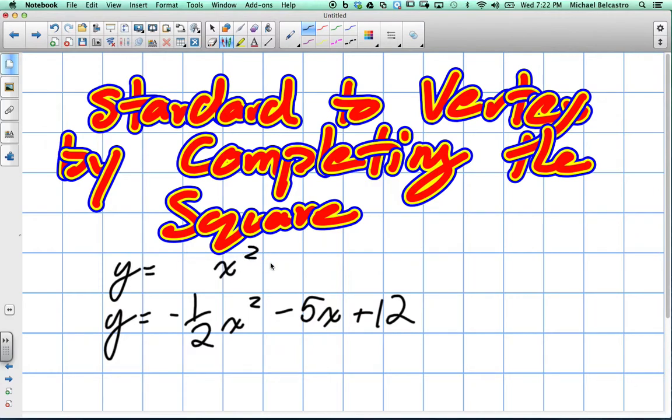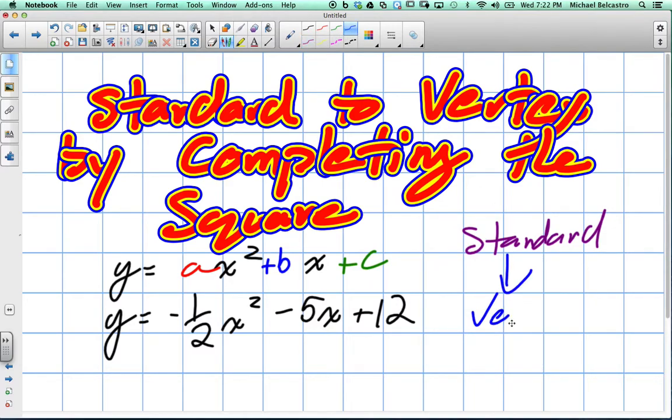So for our standard form, it's usually written like this: y is equal to ax squared plus bx plus c. Okay, this is our standard form. And we want to convert it to vertex form, which is a really helpful form because it's pretty easy to graph. It tells you where the vertex is. And the process is called completing the square. We'll call it CTS, completing the square.